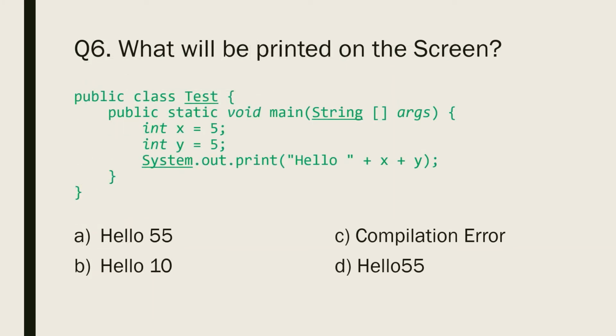And question number 6. What will be printed on the screen? This is the program. There are 3 statements inside main function, and 2 are the assignments, and the third one is the print statement that will evaluate our expression and print it out. So you have to choose what will be printed on the screen after execution of this program.